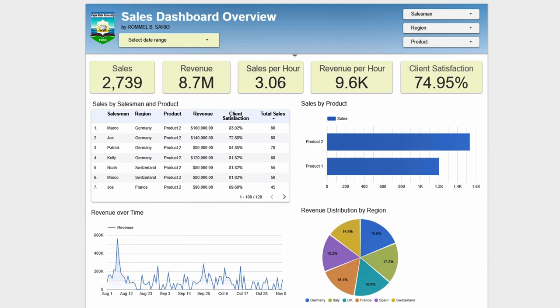So at least the salesperson probably sells at least 3 products per hour. And then the revenue per hour is 9.6, which is highly efficient in terms of revenue generation. So 9.6 thousand, or that is $9,600. The client satisfaction is 74.95%. This reflects positively on customer experience and data integrity.